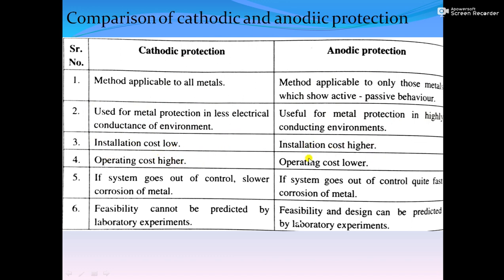Operation cost is high for cathodic. Here for anodic, operation cost is low because we need less current. If the system goes out of control in cathodic protection, the rate of corrosion is slow. But if the anodic system goes out of control, the corrosion rate will be very fast. For cathodic, the feasibility cannot be predicted by lab experiment. Here the feasibility and design can be predicted by lab experiment.